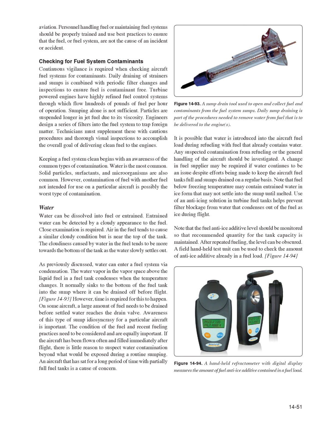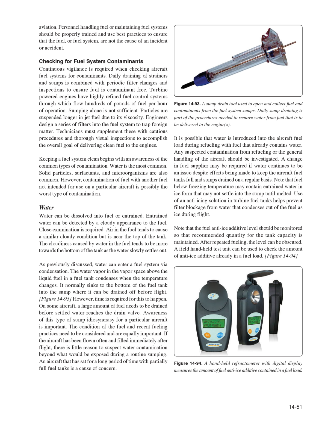The cloudiness caused by water in the fuel tends to be more towards the bottom of the tank as the water slowly settles out. As previously discussed, water can enter a fuel system via condensation. The water vapor in the vapor space above the liquid fuel in a fuel tank condenses when the temperature changes. It normally sinks to the bottom of the fuel tank into the sump where it can be drained off before flight. Figure 14-93, however, time is required for this to happen.